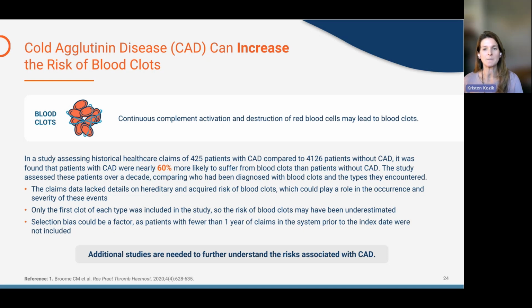The study assessed these patients over a decade, comparing who had been diagnosed with blood clots and the type they encountered. The claims data lacked details on hereditary and acquired risk of blood clots, which could play a role in the occurrence and severity for these patients. Only the first clot of each type was included in the study, so the risk of blood clot may have been underestimated. And selection bias could be a factor, as patients with fewer than 1 year of claims in the system prior to the index date were not included. So additional studies are needed, as we can see, to further understand the risk associated with CAD.